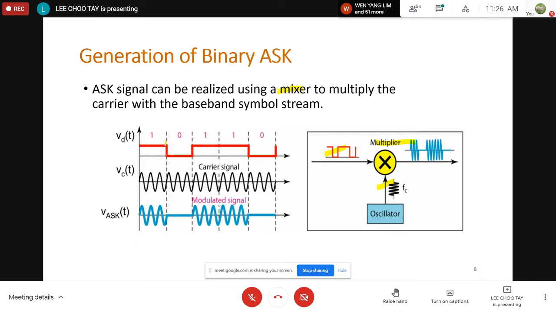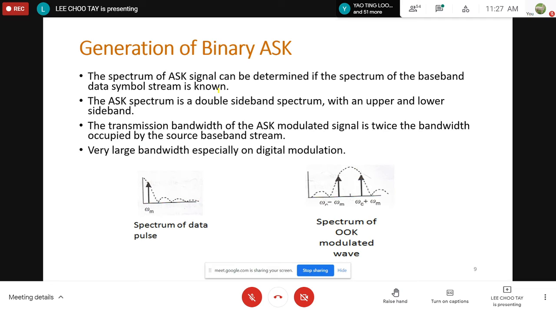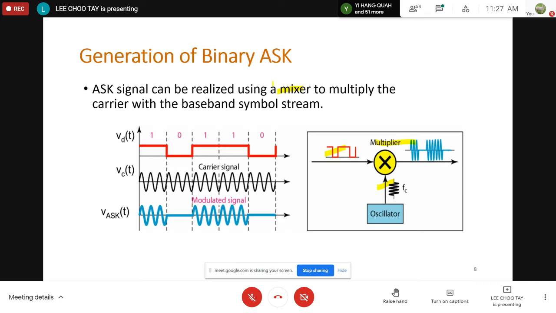Yeah. And then make sure your signal amplitude for your digital data is always positive. All right, always positive, where 0 is 0 volt, and 1 is a certain voltage. Yeah. And so, if you look at the generation of this ASK signal, it is very similar to the double sideband suppressed carrier modulation technique, isn't it?